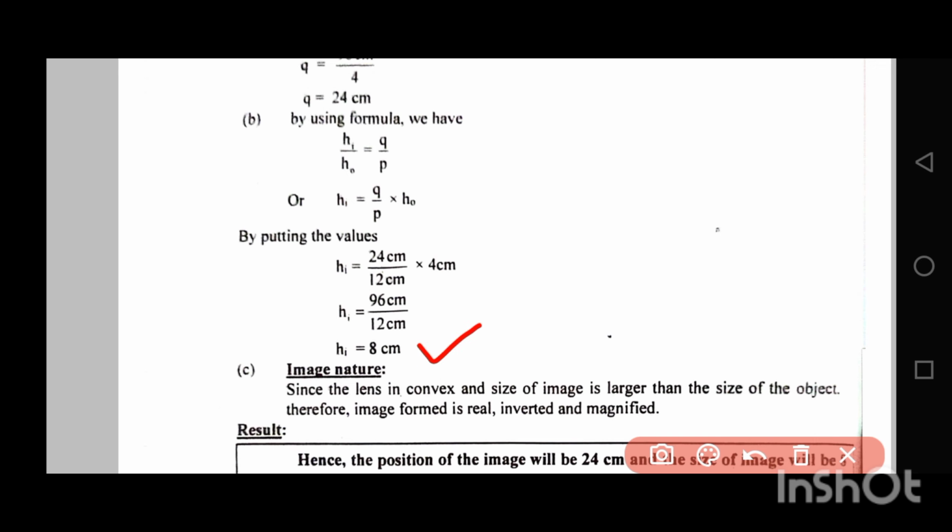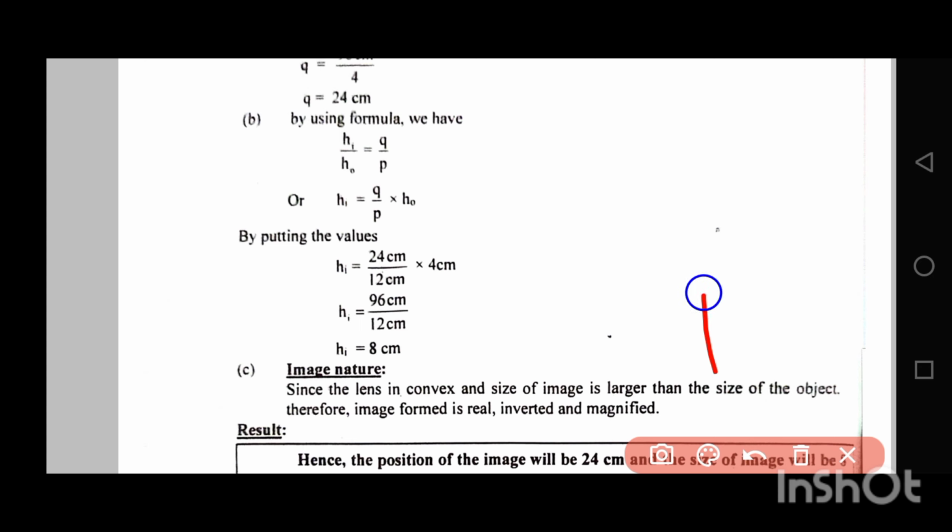So now we discuss the nature of the image. Dear students, since the lens is convex and size of image is larger than the size of object, therefore image formed is real, inverted and magnified. Right?